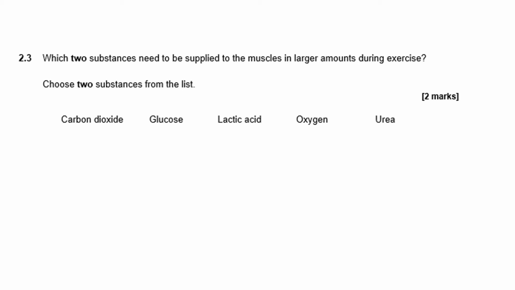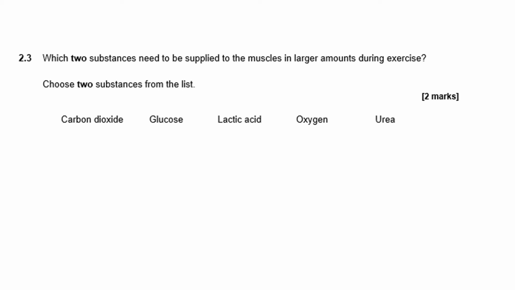Okay, 2.3. Which 2 substances need to be supplied to the muscles in large amounts during exercise? Choose 2 substances from the list. So during exercise, obviously, there's going to be lots of respiration. It's asking what needs to be supplied, not what's taken away, because a couple of the options from the list are things that are taken away during exercise. So what needs to be supplied is going to be glucose and oxygen.